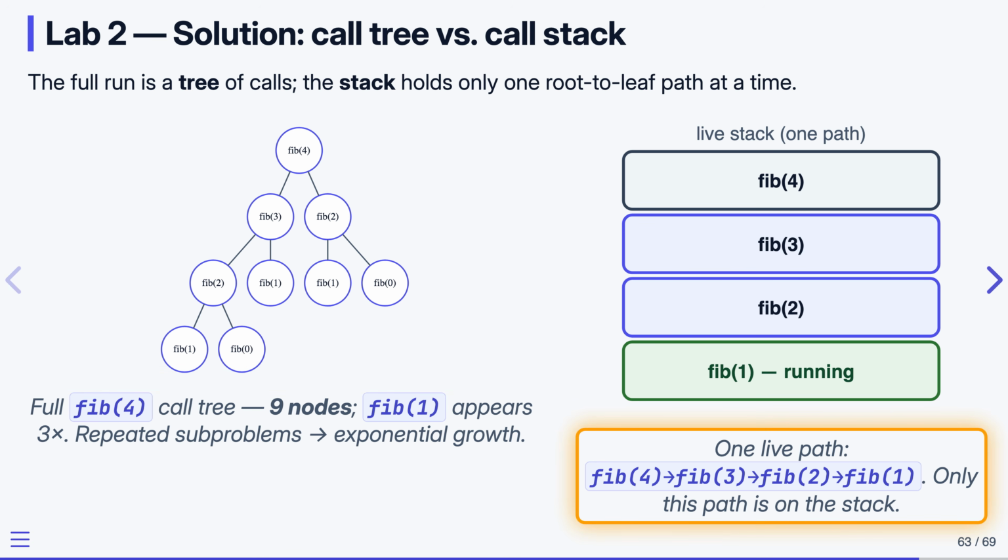On the right is the stack at one moment. Only one path is live. Fib of 4, then fib of 3, then fib of 2, then fib of 1. The tree is the whole history. The stack is just the single path that is running right now.